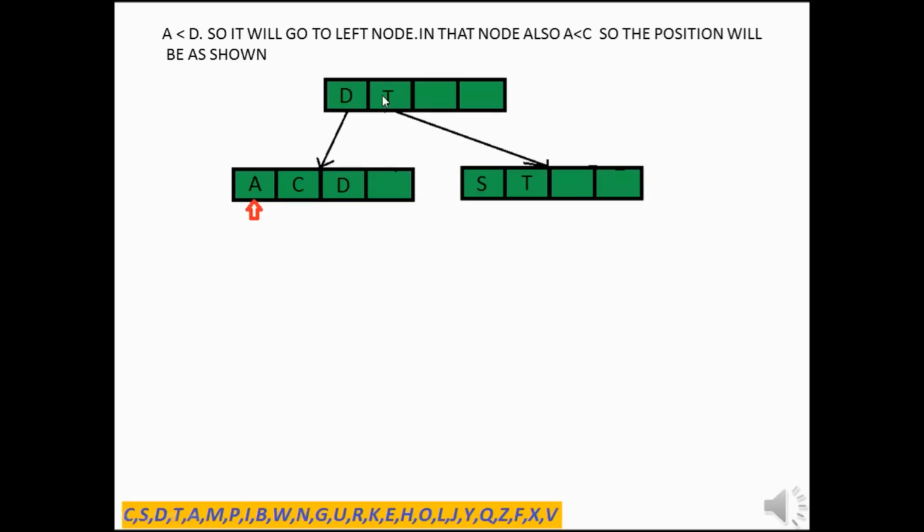Now we will be applying the reverse of this approach to find the position for the insertion. If A is less than D, that means A has to be accommodated in the node of which the highest element is D. So we'll go to the node pointed to by the element D.